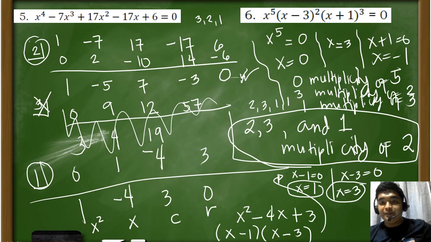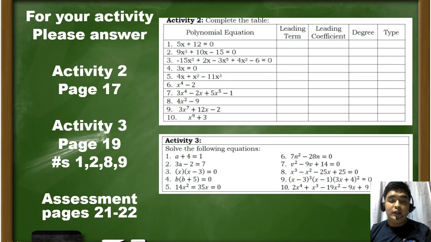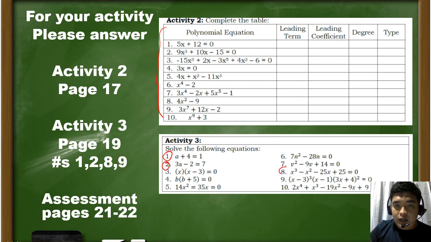Let's proceed. Okay, so for your activity, you need to answer activity 2, page 17, meaning this part here. And activity 3, only numbers 1, 2, 8, and 9. And of course, you'll answer the assessment on pages 21 to 22.